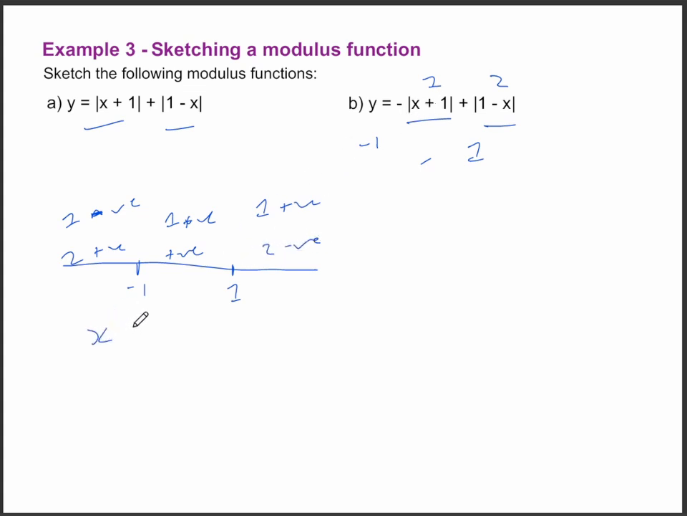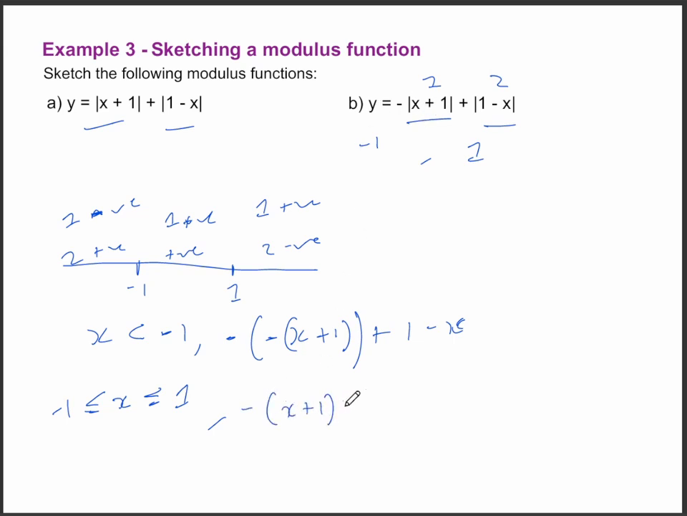And so when x is less than -1, our function is going to be negative for the first one, so negative of negative x plus 1, plus positive for the second one, which is just 1 minus x. Then when x is between 1 and -1, both of them are positive, so it's going to stay as it is. So negative x plus 1 plus 1 minus x. And when x is greater than 1, we get the first one being positive, so we leave it as it is. So negative x plus 1. The second one is going to switch to negative. So plus negative 1 minus x.